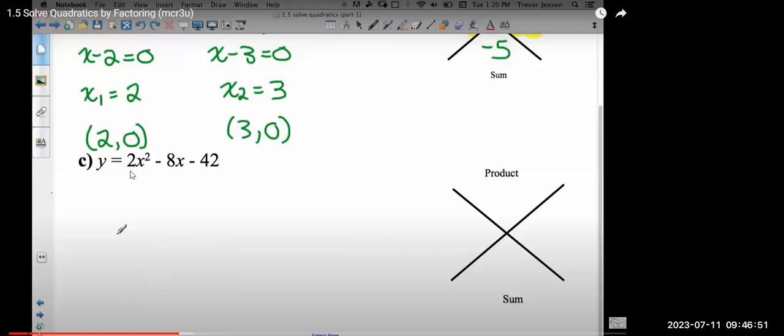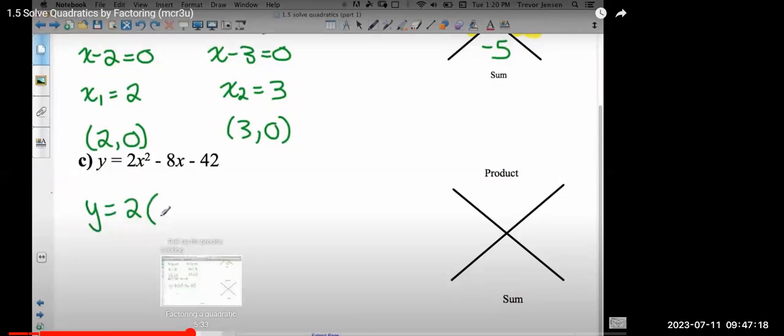This one here, it's a special way to factor, right? So again, we do product and sum. So you're going to have 2 times -42, so that would be, I guess, 84. So two numbers that multiply together to give you 84, and then when you subtract them, you get -8. So let's see what that would be.